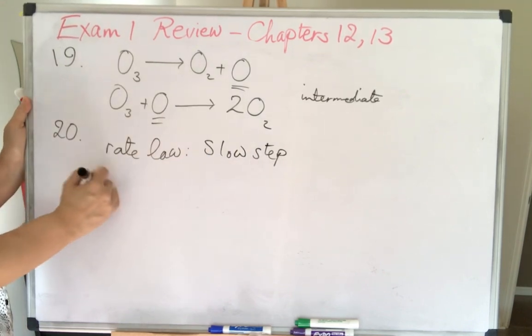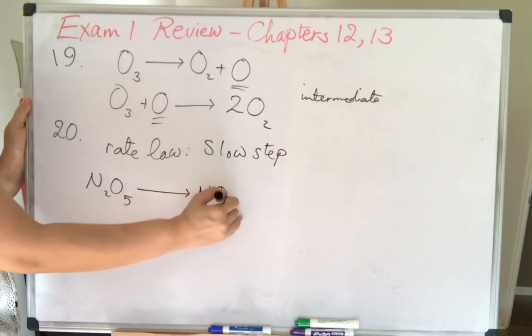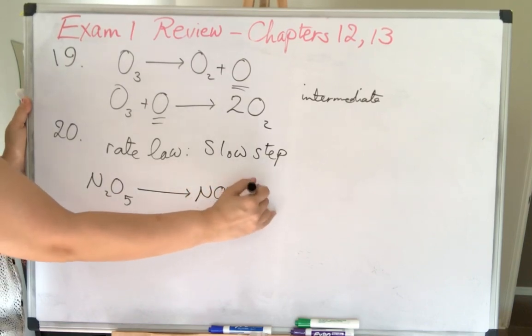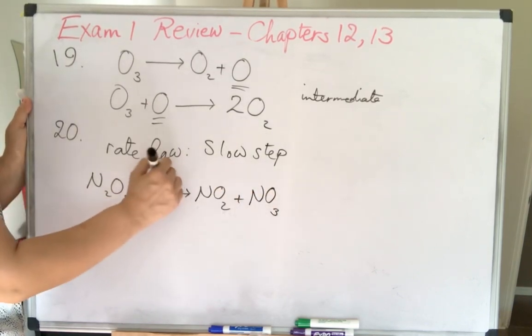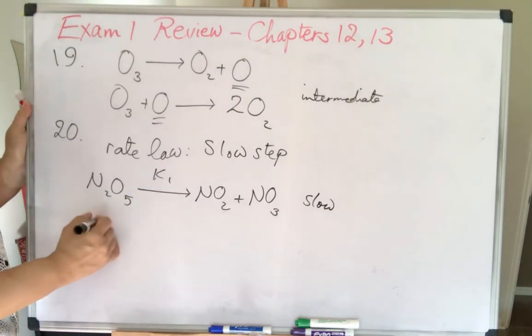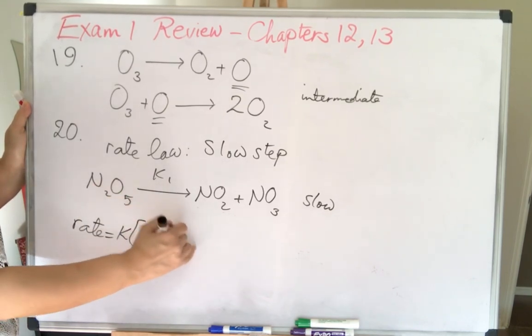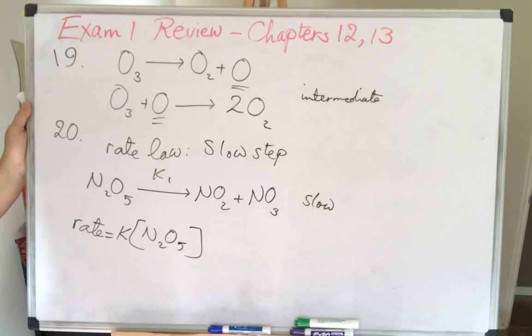So N2O5 is a slow step, the decomposition of N2O5 to NO2 and NO3. That's the slow step, right? So go ahead and write the rate law based on the only reactant you have here, N2O5. Okay?